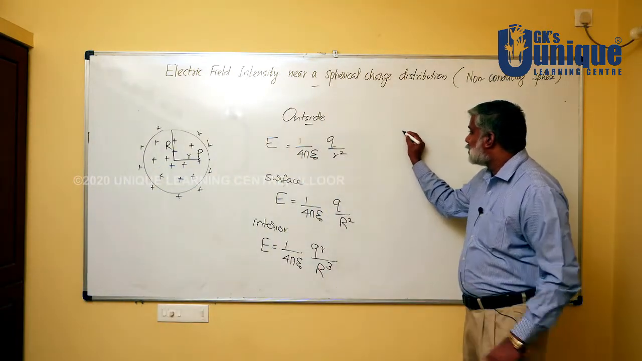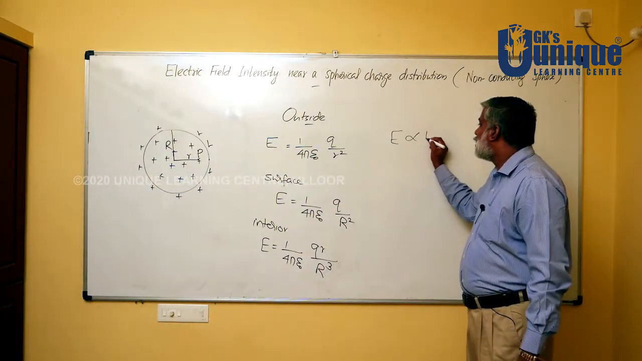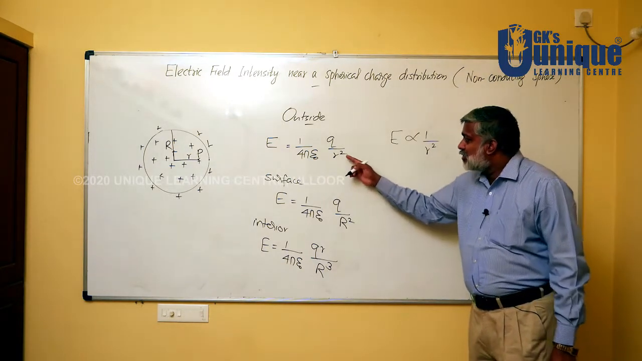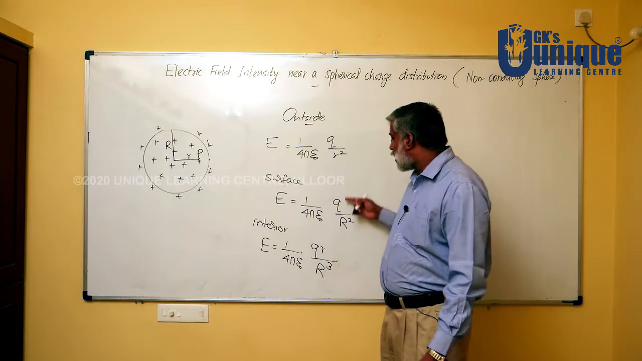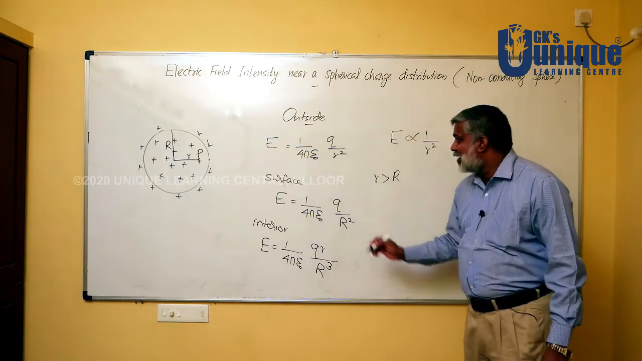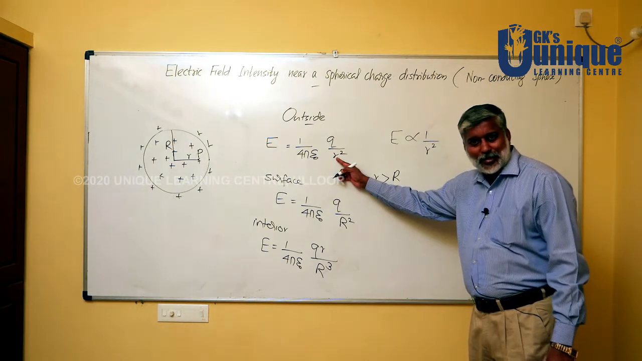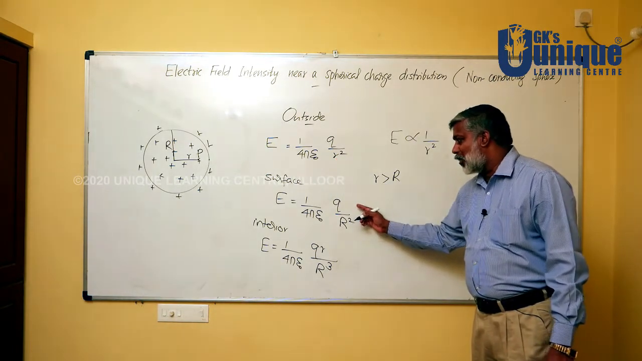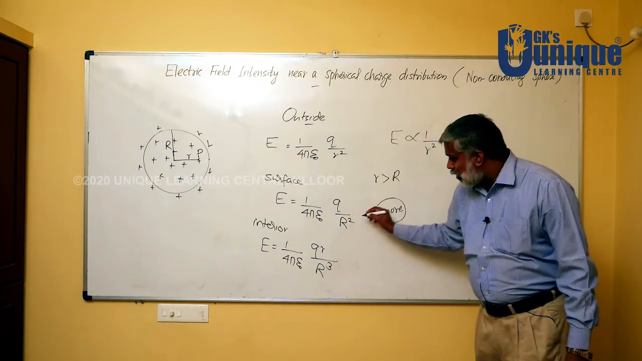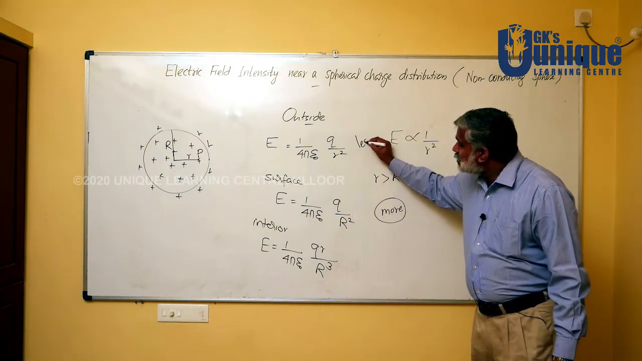In the first case, electric field is inversely proportional to r square. Am I right? Then small r or capital R, which is greater? Small r is greater than capital R. Am I right? So denominator greater, so this answer is less. This answer is more. So this is more, and this answer is less.